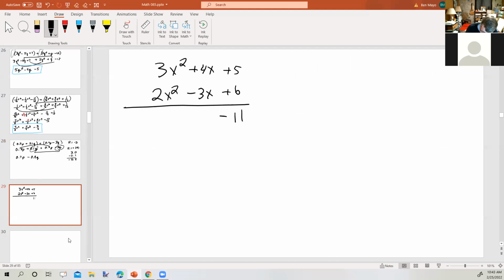So this would be 11, and this would be x, and 5x squared. Okay, any questions there?